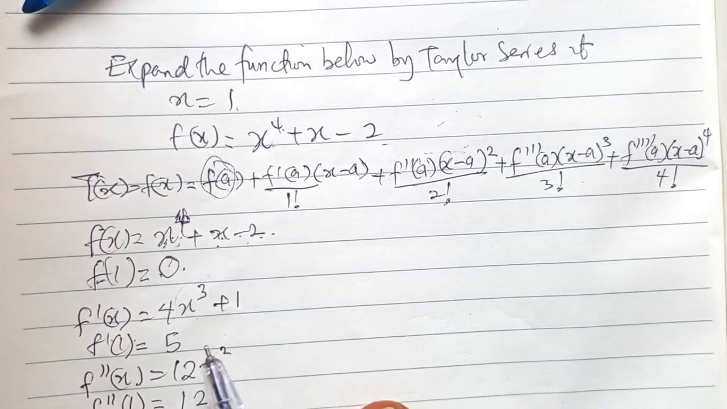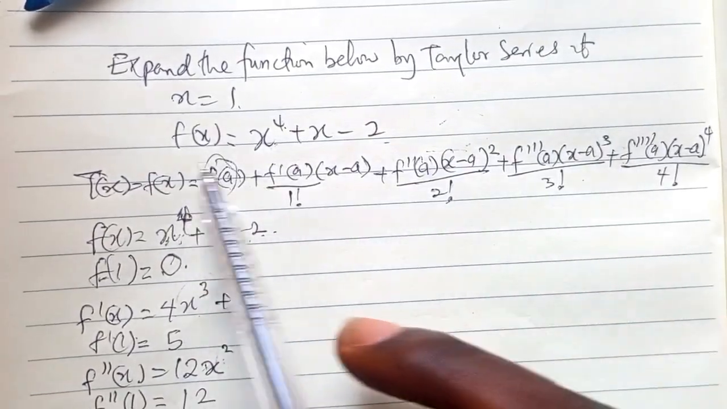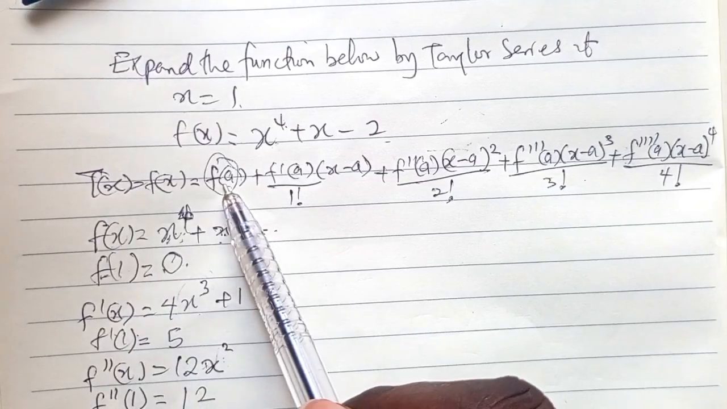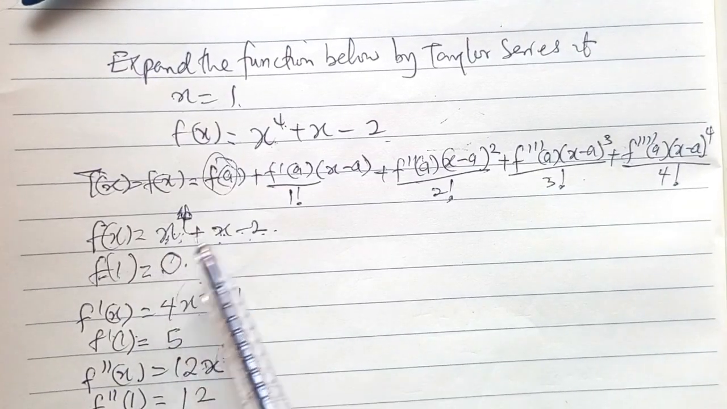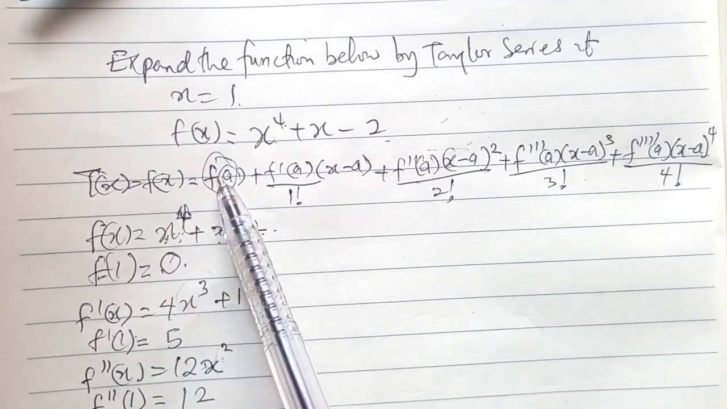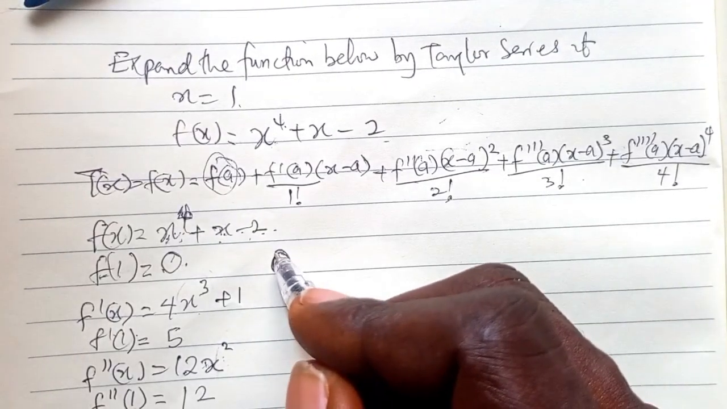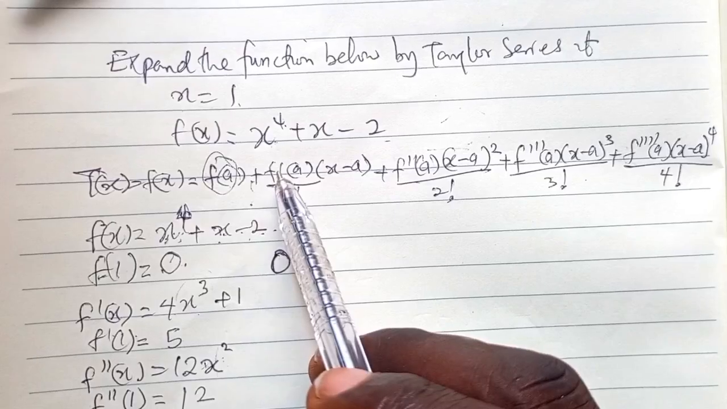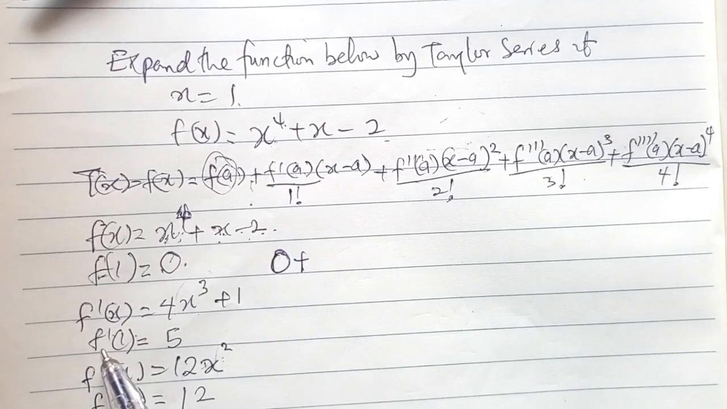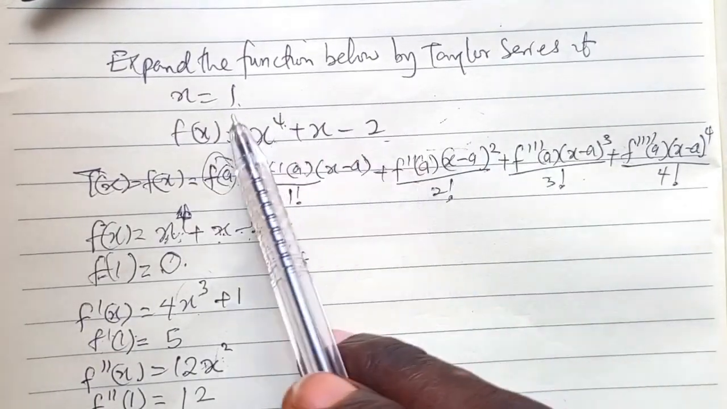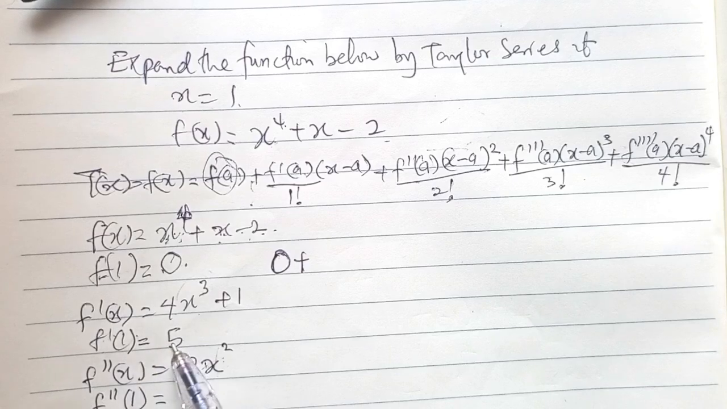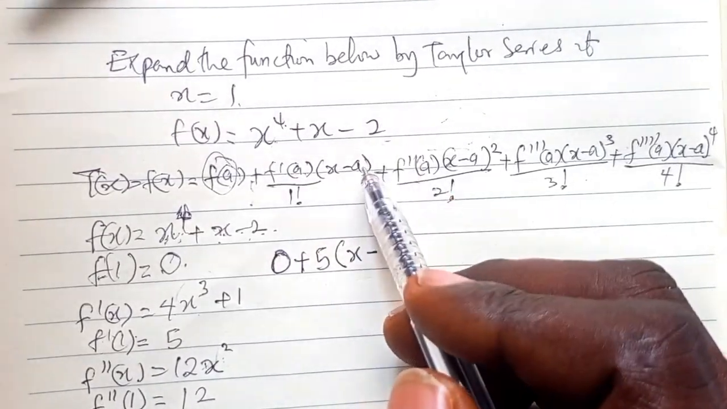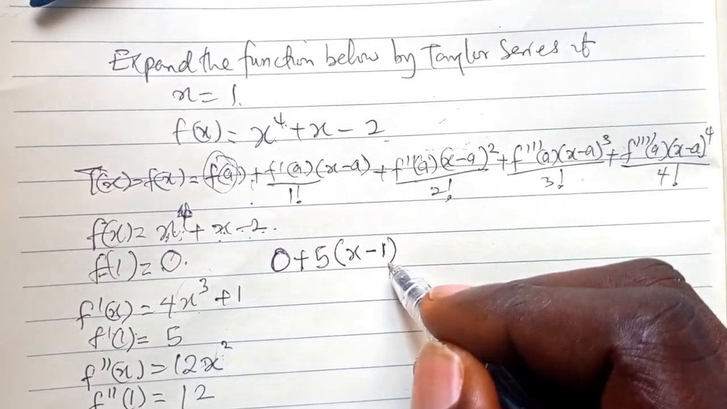Now just come and put everything inside here. Substitute everything inside here and get your answer. So I'm starting with the first one, f of 1 is 0. So I'm going to write 0 plus, F prime of a, that's f prime of 1, which is 5. So I'm going to write 5 into x minus, don't forget a is 1, so I'm going to write x minus 1 here.